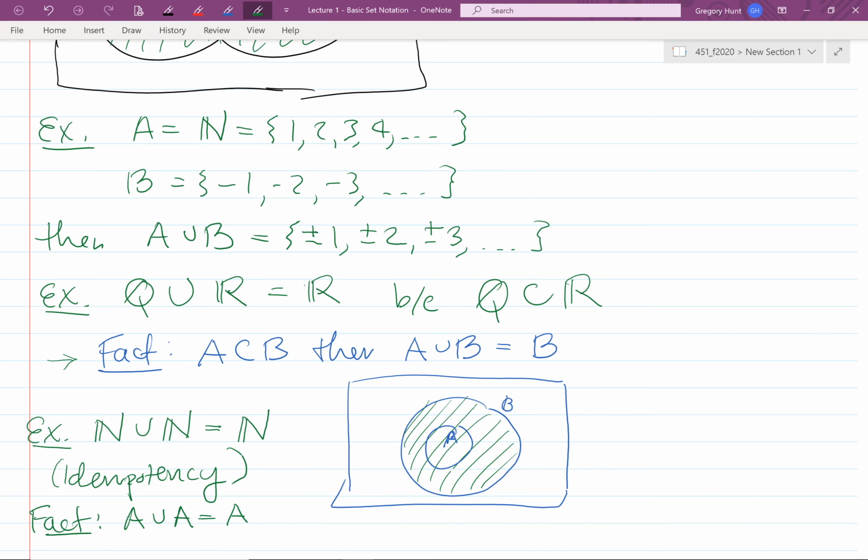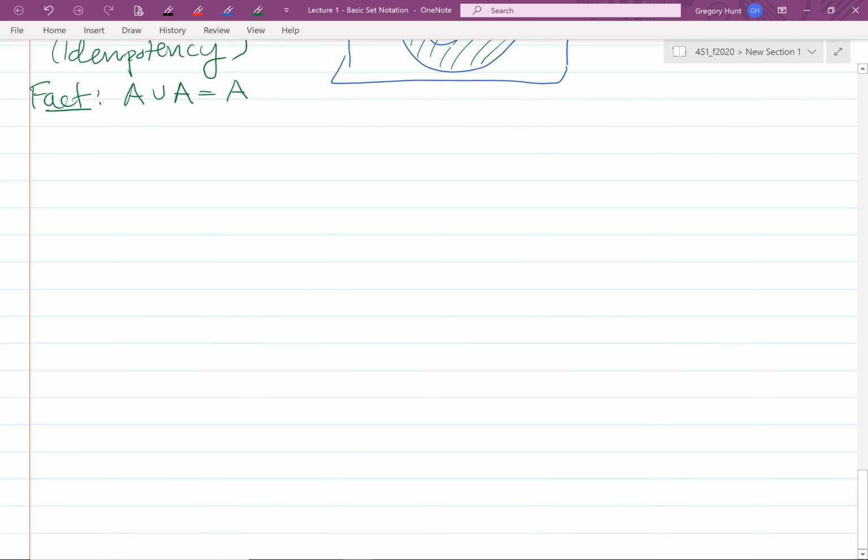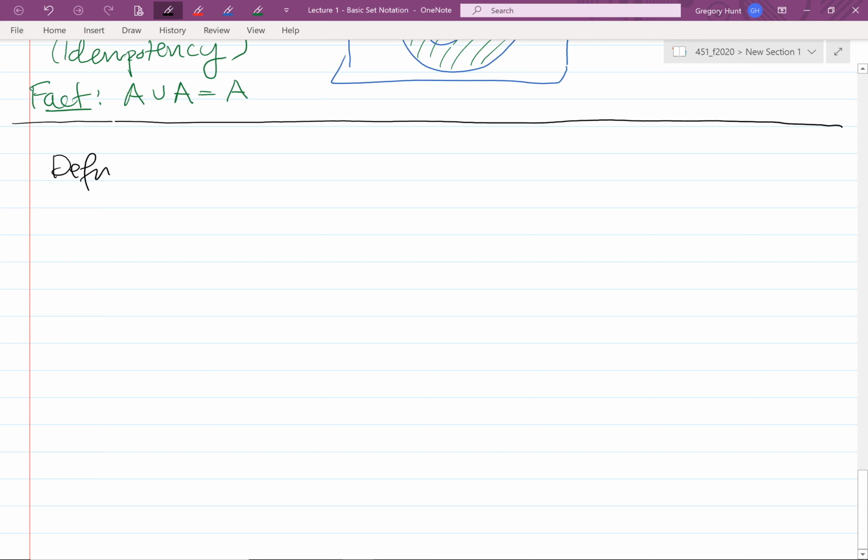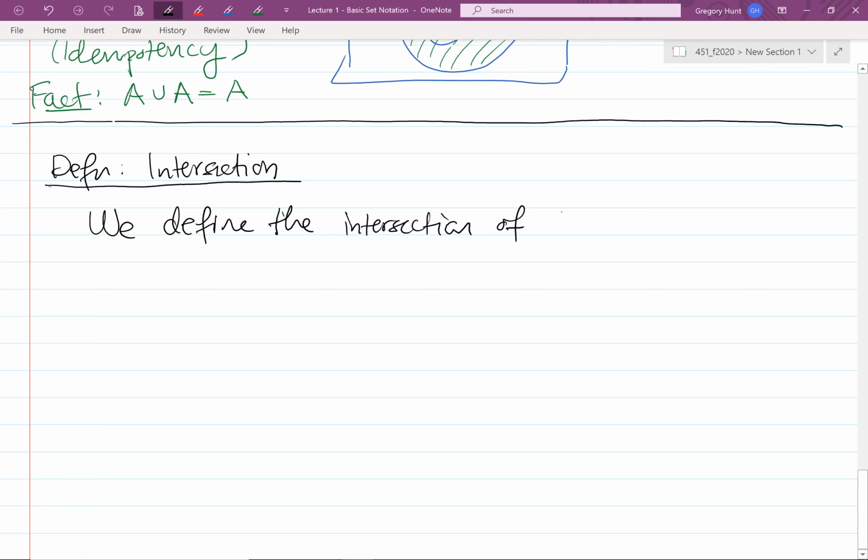Okay. So that's one of the two basic set operations, being union. The second basic set operation is intersection. And we define the intersection of two sets, A and B, as, so our notation is it's going to be A upside down U, or cap B, is the intersection of A and B.